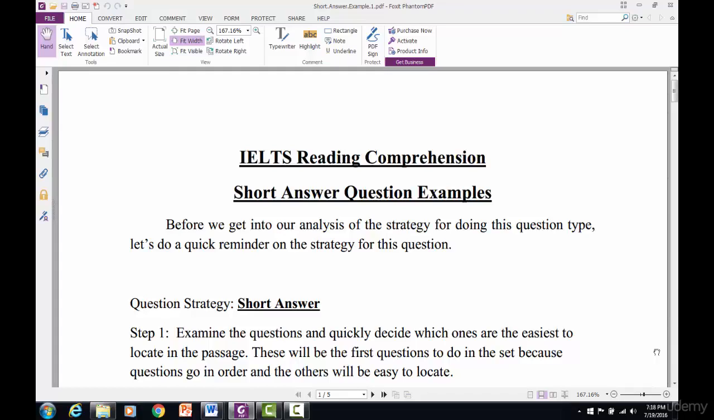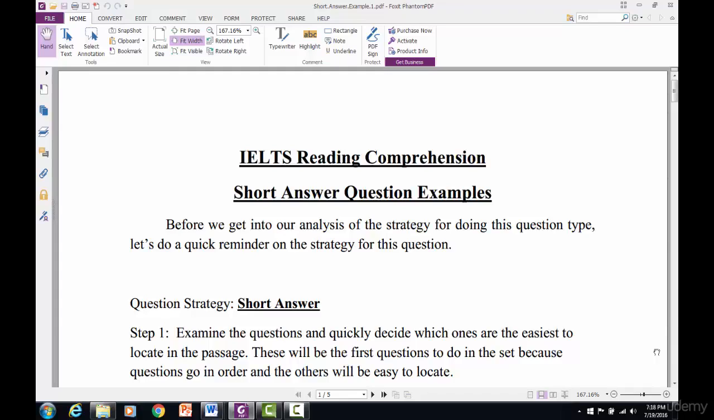The same thing applies. We have to first look at our questions and decide which of the short answer questions are going to be the easiest to find first. Once you find that question, you can line up where to find the other questions. If you know where number 3 is, you know numbers 2 and 1 have to be before it, and number 4 has to be after number 3. That's what I mean by questions go in order.